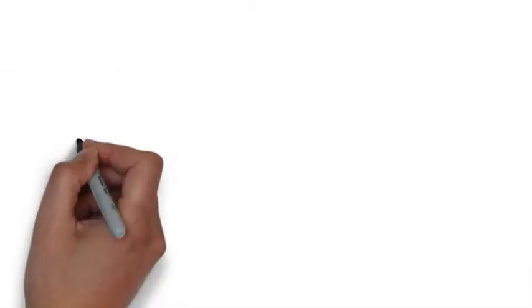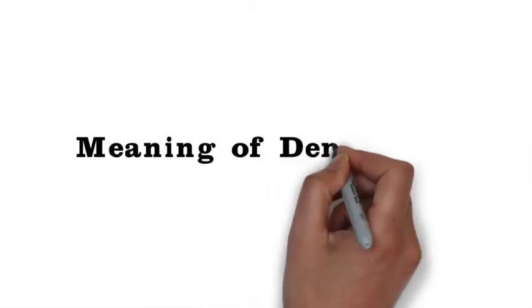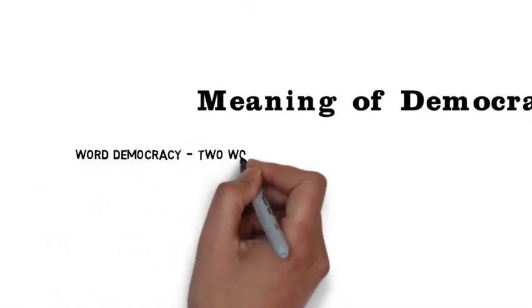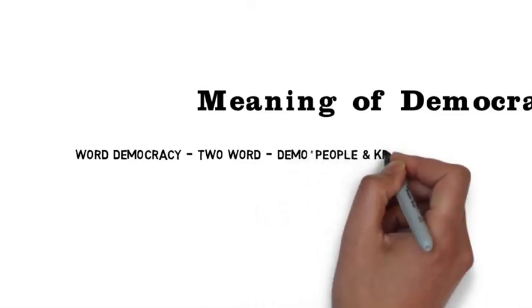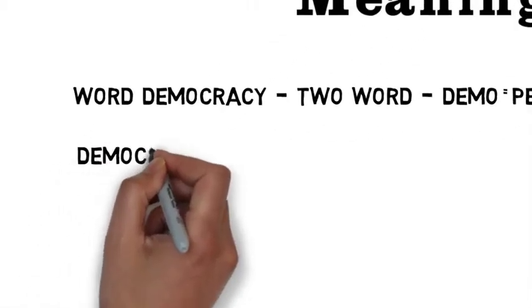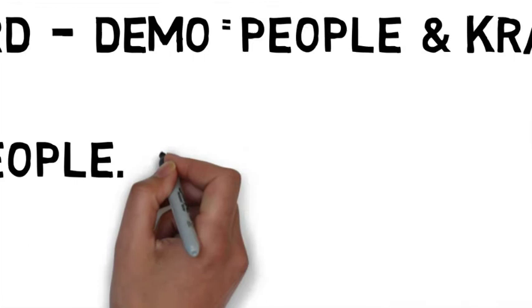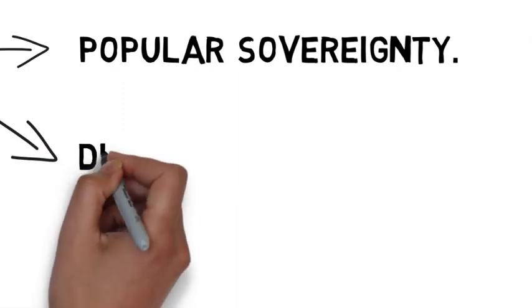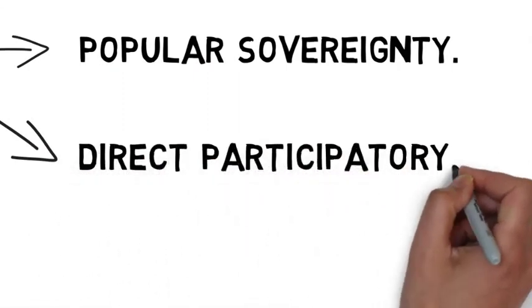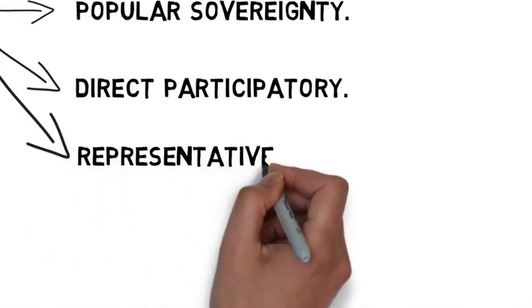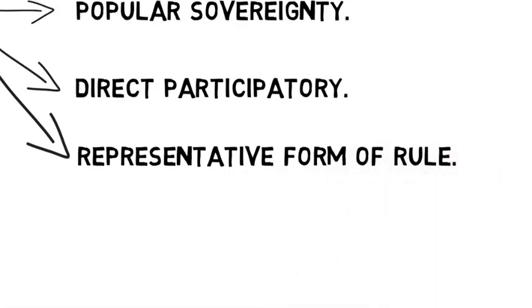So in this tutorial I shall talk about the first very important concept, that is the meaning of democracy. Well, the word democracy comes from two Greek words, demo, which means people, and kratos, which means rule. Therefore, the word means rule by the people, or sometimes it is called popular sovereignty, and can also be referred to as a direct, participatory, and representative form of rule by the people. So this is in short the meaning of democracy.